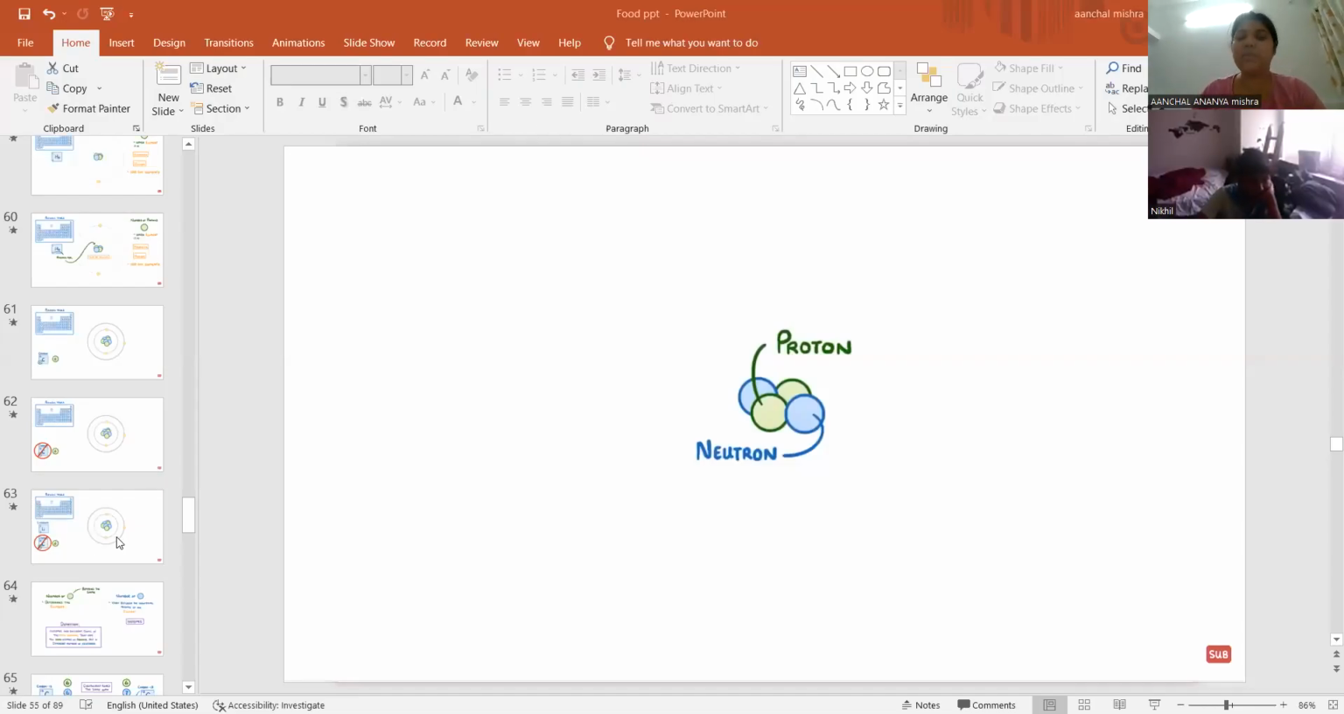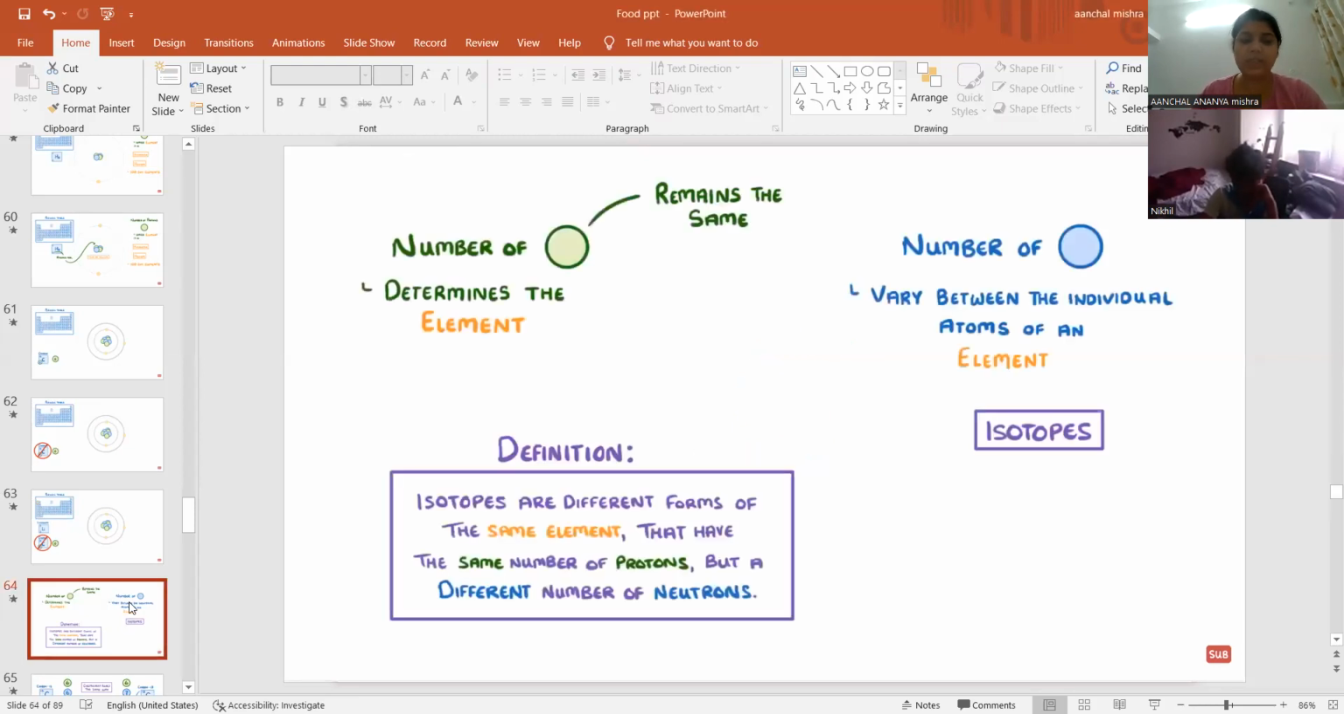So there are different forms of the same element. Okay, but the only thing is their neutron is different. Everything else of isotope is same. The number of protons is same, number of electrons is same, even the chemical reaction they undergo is same. The only difference that we have here is the different number of neutrons.